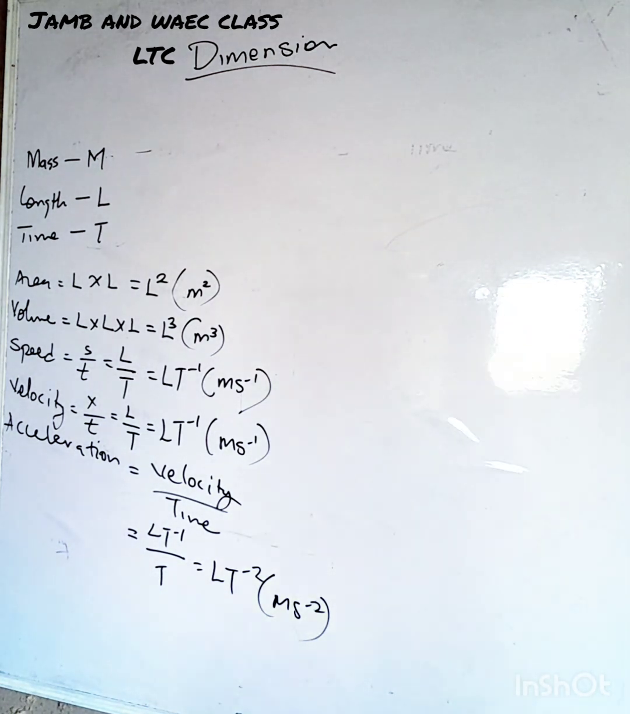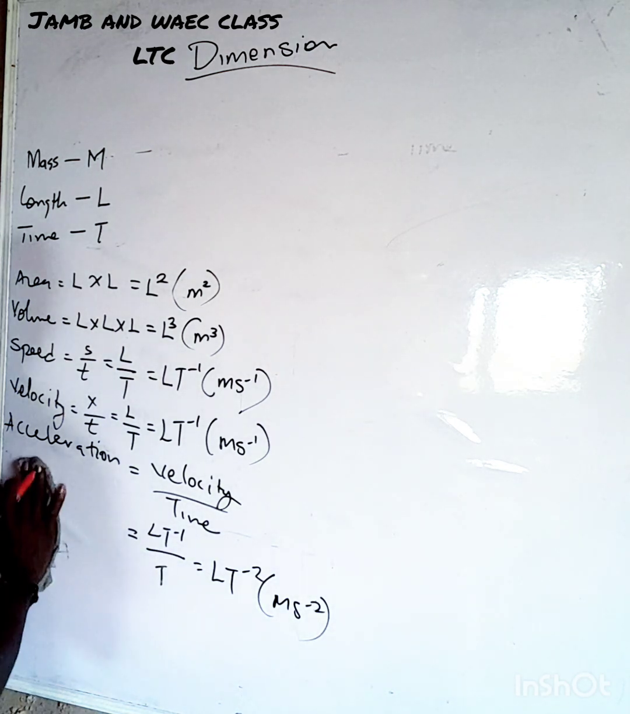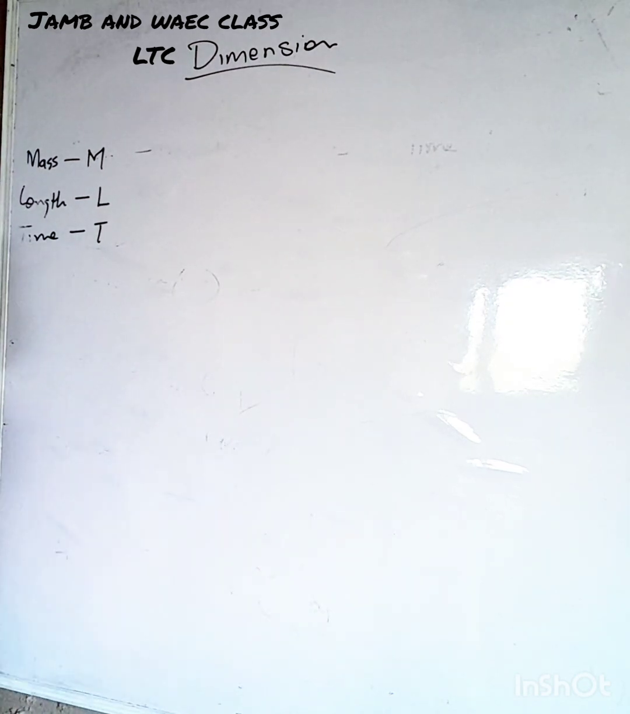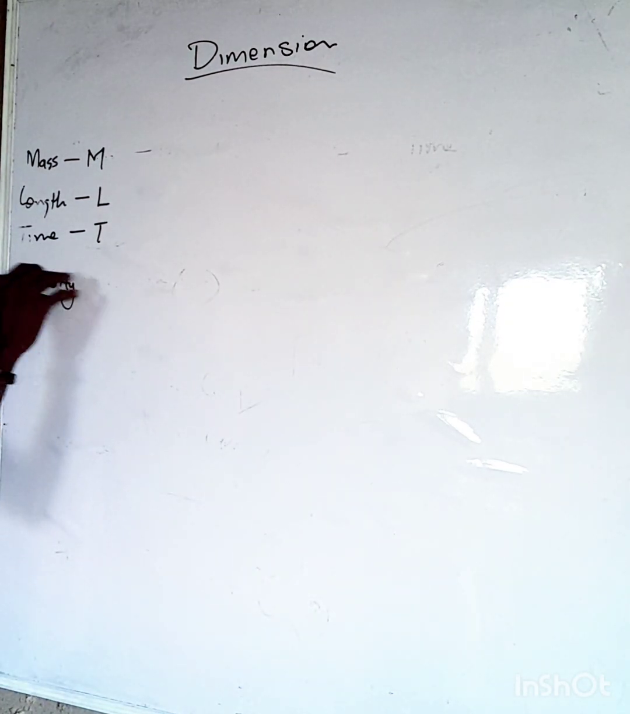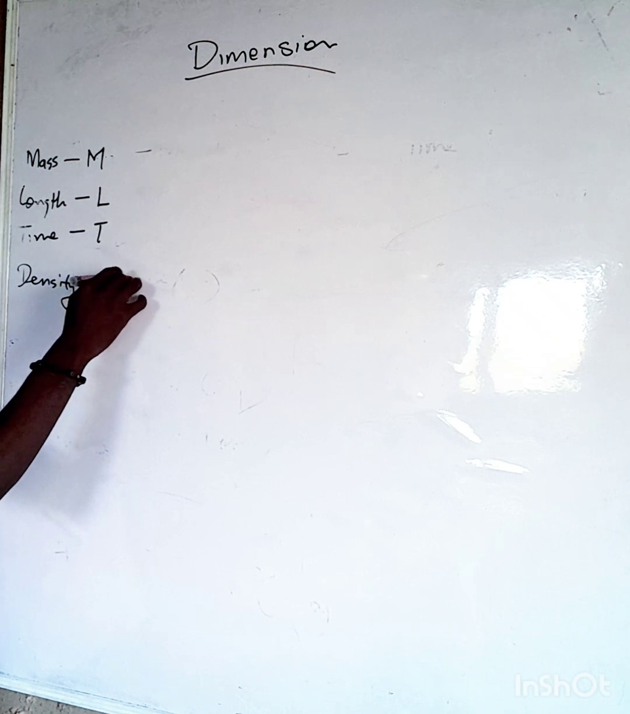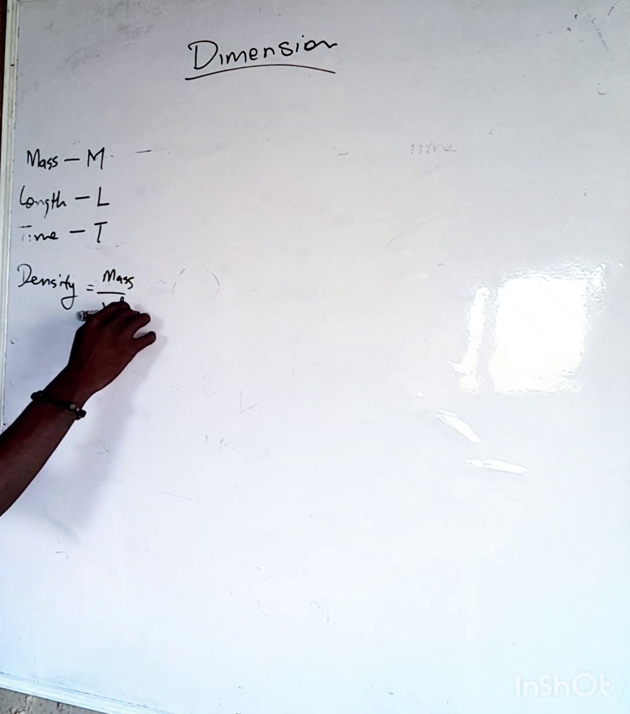So the next one there, let us choose density. Make sure you are writing it down. Density, look at the board. Density is mass over volume.